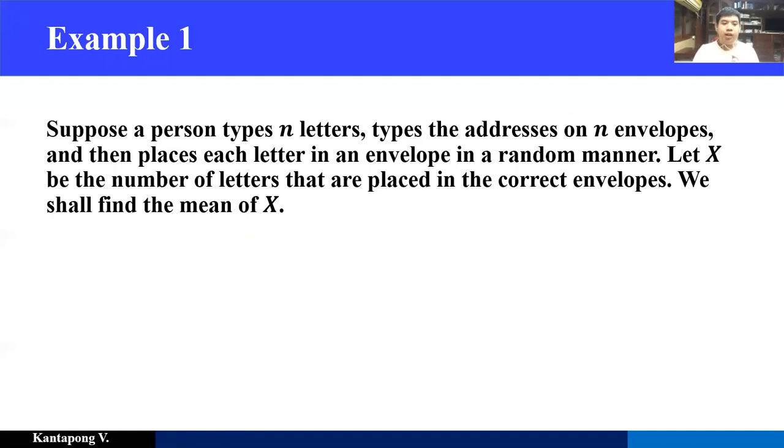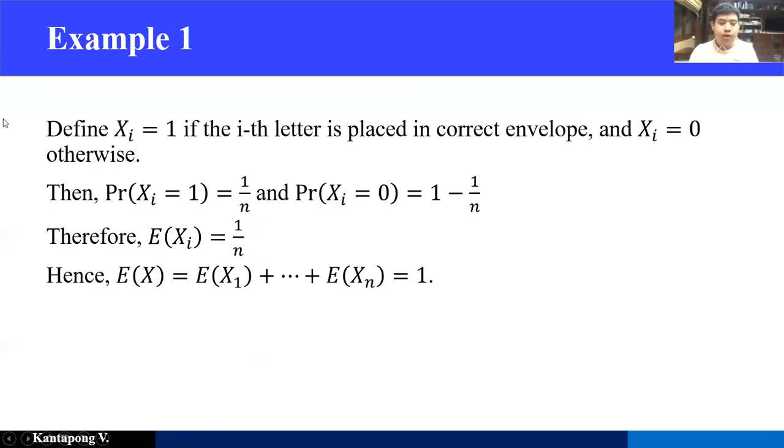Okay. The first example, let's go through it quickly. Suppose that a person types n letters, types n addresses, and then places each letter in an envelope at random. Let X be the number of letters that are placed correctly. We find the mean of X. So let's define X as the sum of Xi, where Xi equals 1 if the i-th letter is placed correctly.